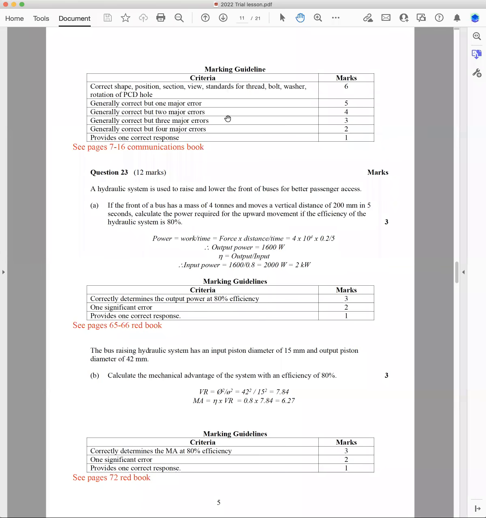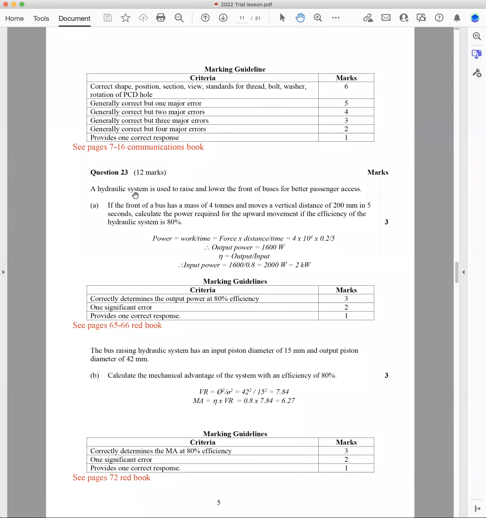This is how it's marked. See, down here provides one correct response. So those people who left many questions blank, you're missing out on this. Most people can get 1 mark from a response. So check out 7 to 16 in the communications workbook.